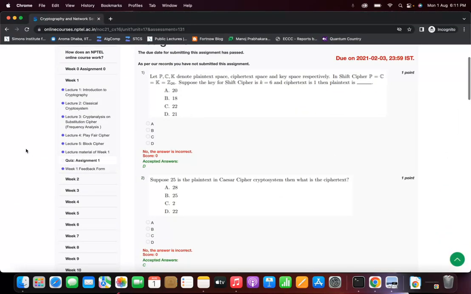Okay. So in a shift cipher, consider the situation where P, C, and K are all equal to Z26. Z26 is a ring, a mathematical object: a ring of integers modulo 26. So what's a ring? The elements of Z26 are the integers from 0 up to 25, right?